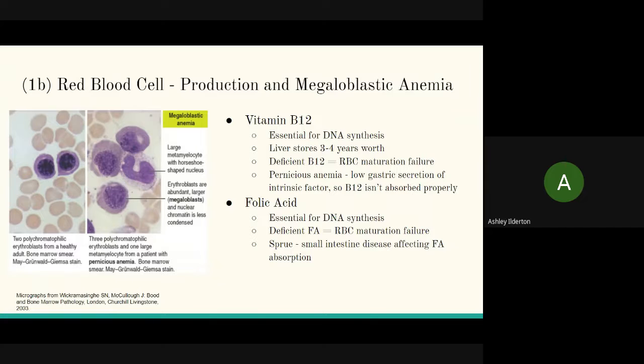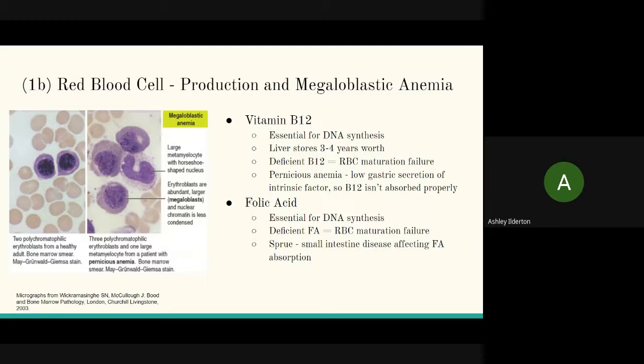Two important factors to think about when we're talking about the production of red blood cells are vitamin B12 and folic acid. The reason these are important is because a deficiency in either of these can lead to something called megaloblastic anemia. Vitamin B12 and folic acid both are essential for DNA synthesis. Without them, you get red blood cell maturation failure, which forms red blood cells called megaloblasts, which are very large with very thin and fragile cell membranes that rupture really easily.